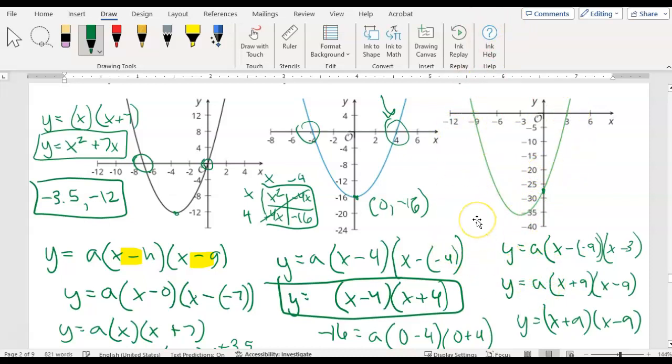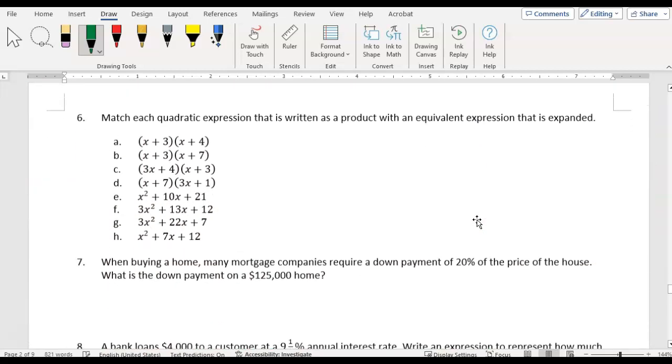And that can help you to determine if you would need to determine a coefficient for A.